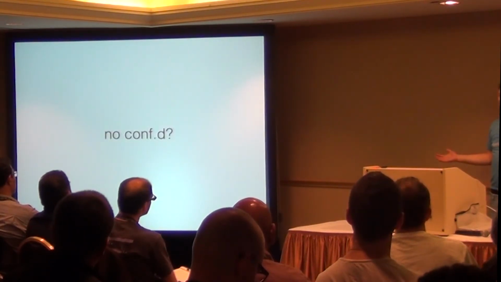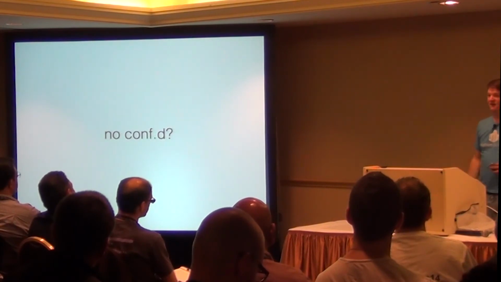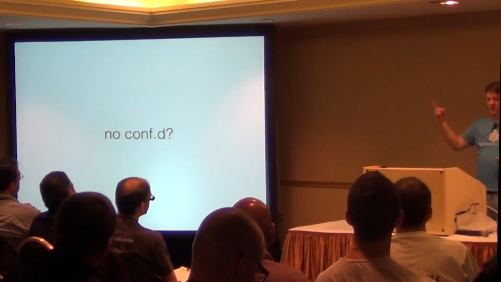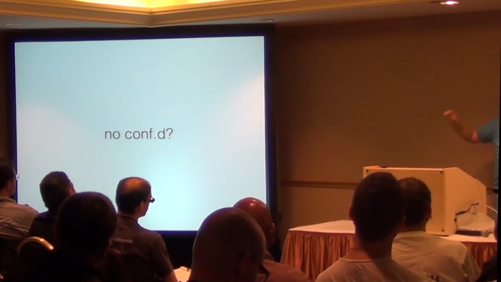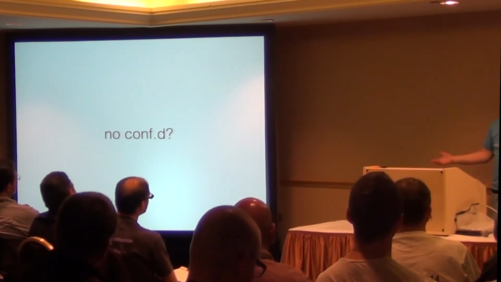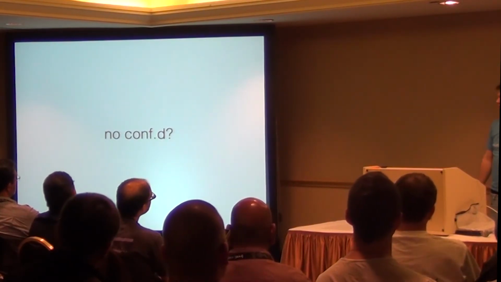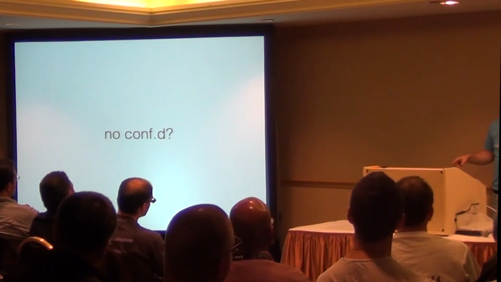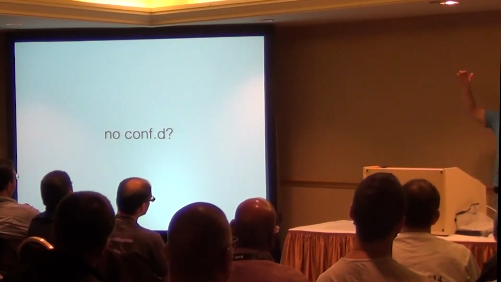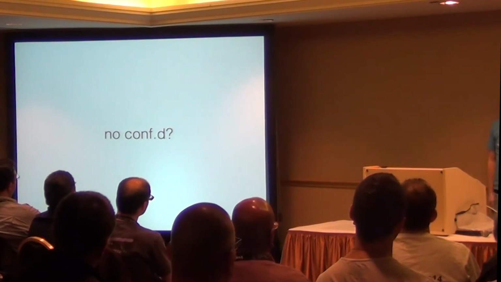So what if your software doesn't support conf.d? Right? Like HAProxy is a good example. It has one config file, and that's it. There's no include whatever. There might be in 1.5, I don't know, I haven't checked. But there's no way to include other files. So you have to spit out the whole file, but you want to maintain this functionality.